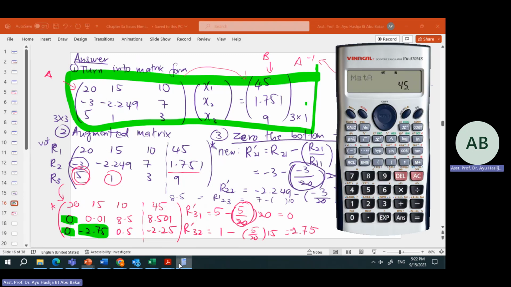Now, how to do it? MatA just now, inverse. This one, inverse. Then multiply. Shift 4, 3, matrix B, because we want to multiply it with matrix B. Press 2. It will come out like this. Then equal.